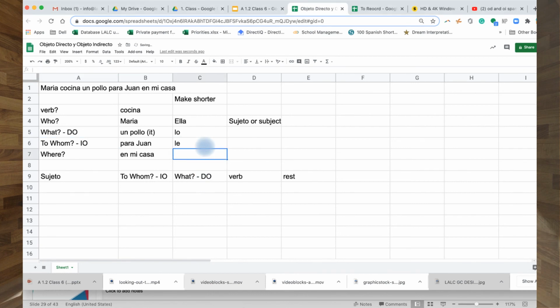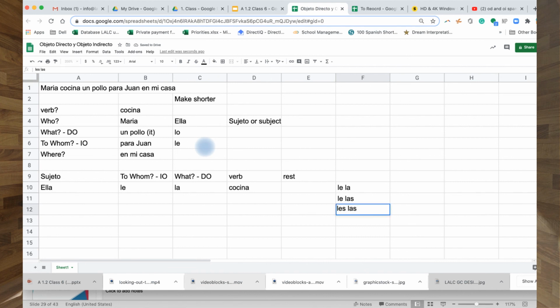You see, para él o a ella, for him. Let's go to le. And then you cannot replace anything else that is not these two guys. So what is the subject of the sentence? Ella. Now let's make it in the shorter way. To whom, in the shorter way, le. What, lo. And verb, cocina. There's a problem here. You can never have le, la, two L's together, because it's hard to pronounce. So no le la, no le las, no les las.